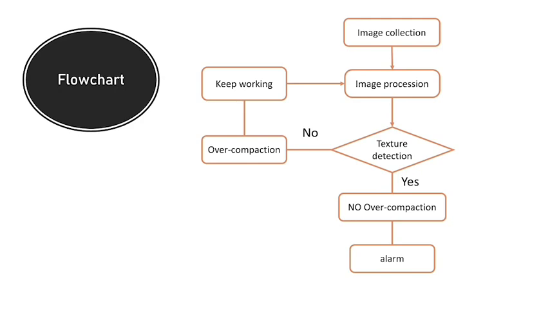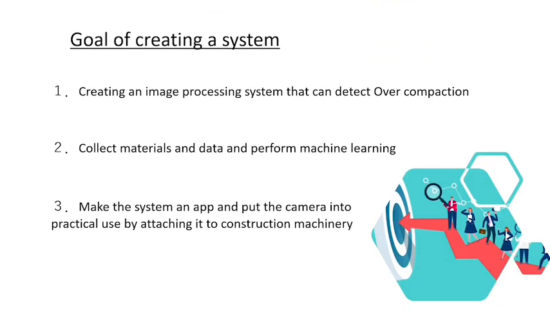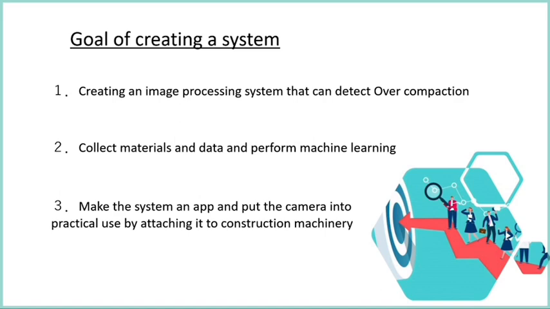This is a flowchart. This system has 3 goals. The first is to build an image processing system that can determine excessive rolling compaction. Emphasize distinctive textures required for image search. It then uses machine learning to determine if it is over-compacted. This time, I tried searching for images using an existing application. The third is to turn these systems into applications so that they can actually be used at construction sites.